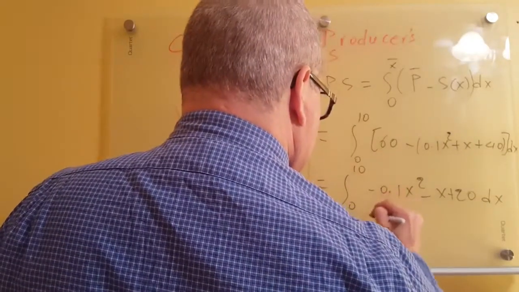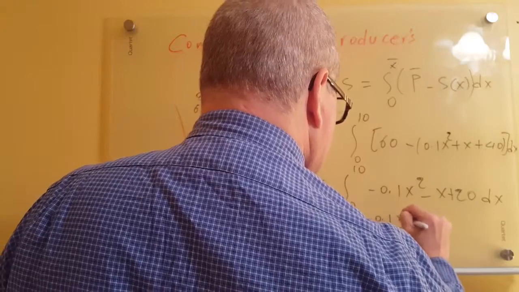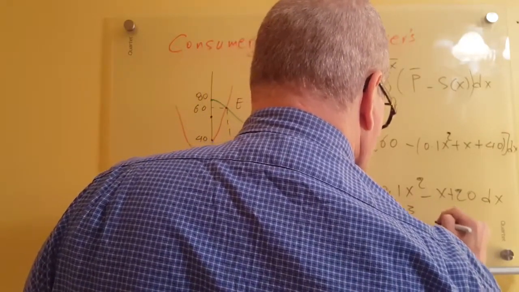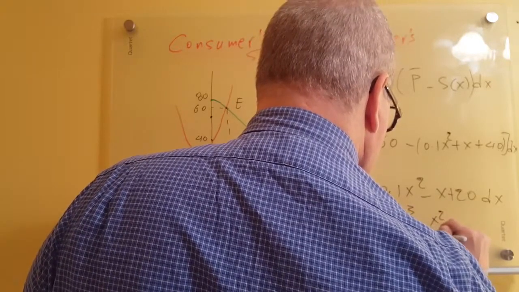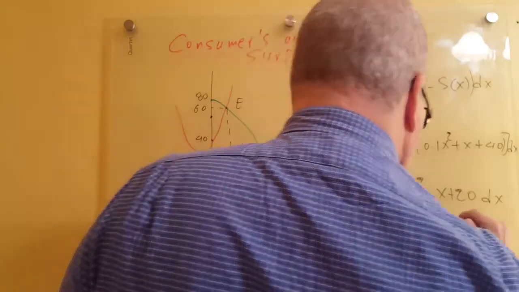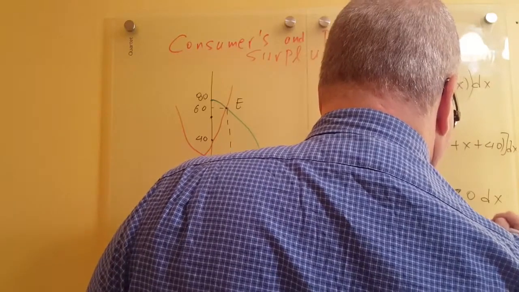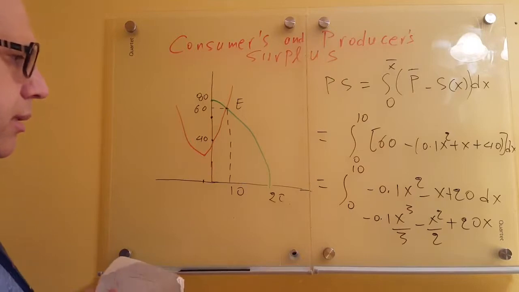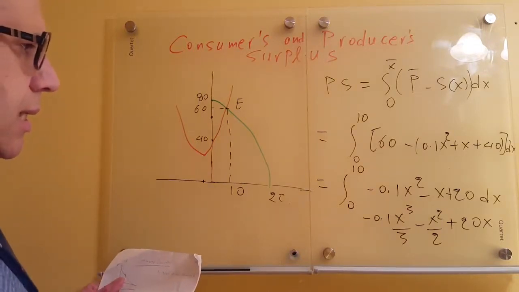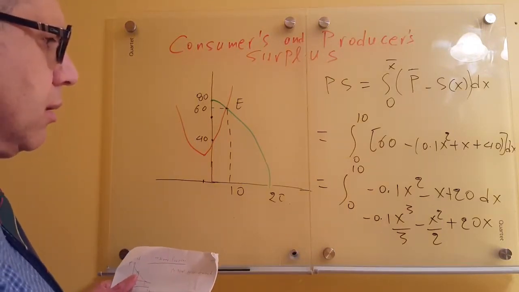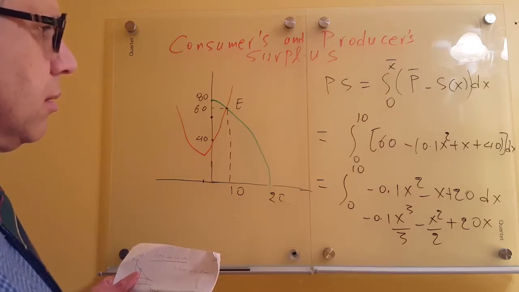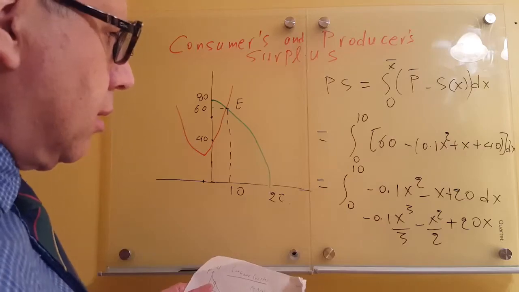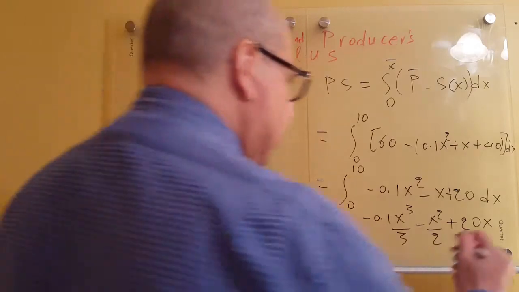And now the integral of this here is minus 0.1x to the third over 3, minus x squared over 2, plus 20x. And now again, this has to be integrated from 0 to 10.